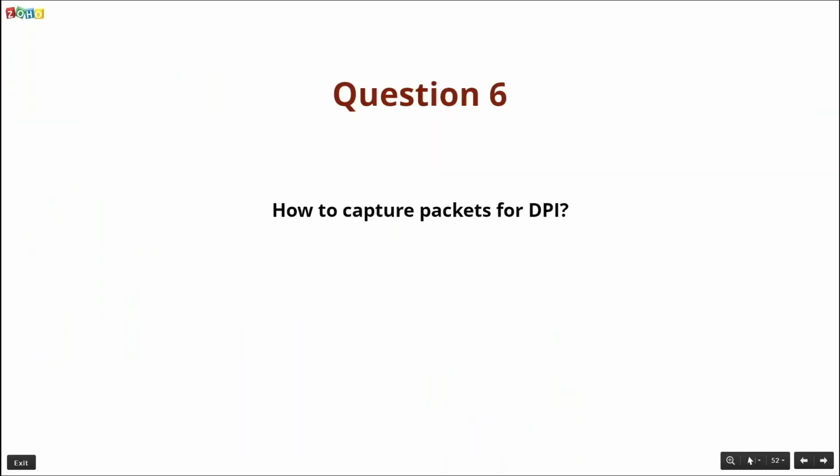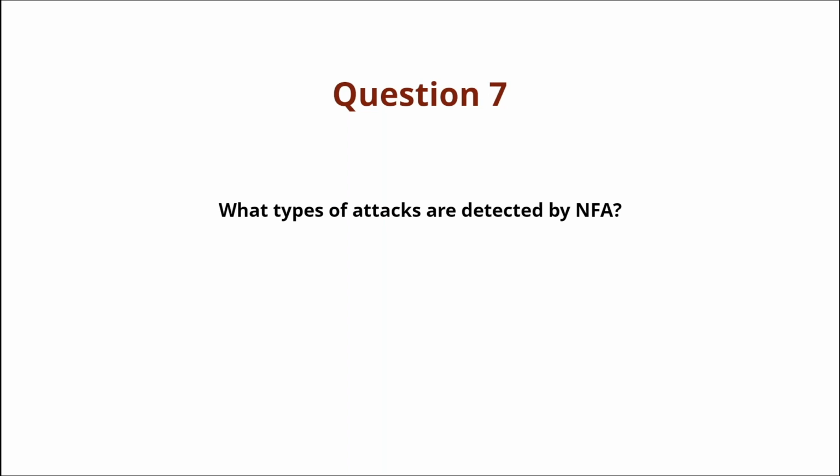Question number 6, how to capture packets for DPI. Okay, so how you do that is that you'll be doing a port mirroring, and one of your ports on the switches will be mirrored, or connected directly, to the NIC card of the server that you have the product installed on, so that it will automatically reach that NIC card. We have a packet capture tool that's going to capture the packets, and you can see the information from DPI for latency.